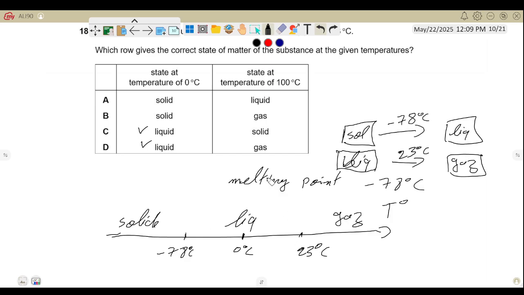So for the second part here, state at temperature of 100 degrees C. 100 degrees C is greater than 23 for sure. It's already a gas. So at 100 degrees C, it's a gas actually, which means that D is the correct answer for this question.